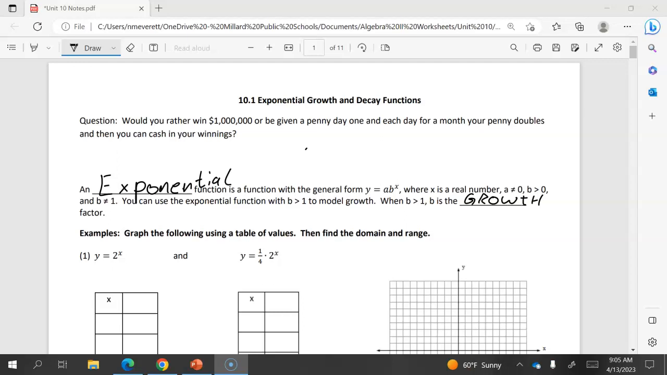Alright guys, welcome to the 10.1 exponential growth and decay functions notes. We're starting chapter 10. This will be the first bit of notes that we'll be doing for today, for this chapter. And we're starting with exponential growth and decay functions.